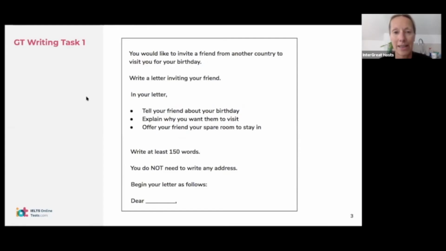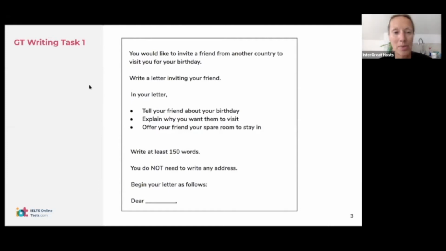Right, so this is the task. You would like to invite a friend from another country to visit you for your birthday. So you need to write a letter inviting your friend. In the letter, you have to tell your friend about your birthday, explain why you want them to visit, and offer your friend your spare room to stay in. Okay, you need to write at least 150 words. You do not need to write any address. Begin your letter as follows.